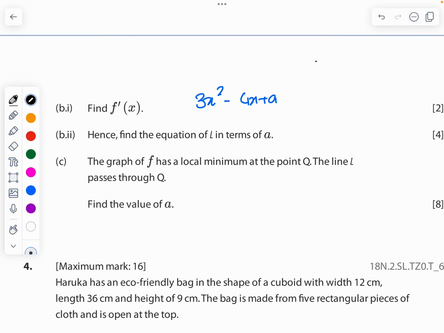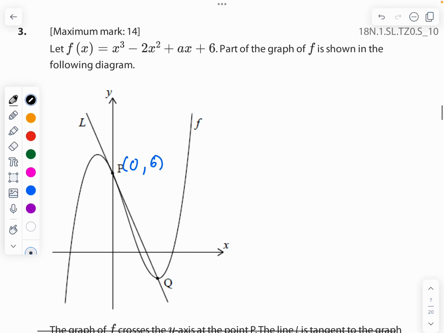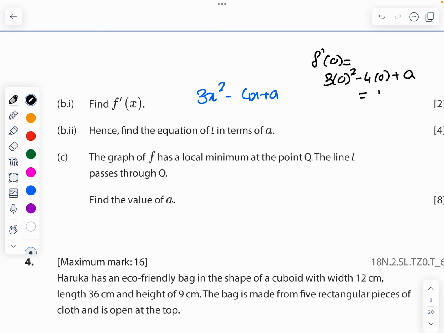What am I doing? I am finding f prime 0. F prime 0 will be 3 times 0 squared minus 4 times 0 plus a, which is a. So the gradient is going to be a. Then the equation will be y minus y1 equals m times x minus x1, so y equals ax plus 6. That's going to be the equation. I have found it in terms of a.